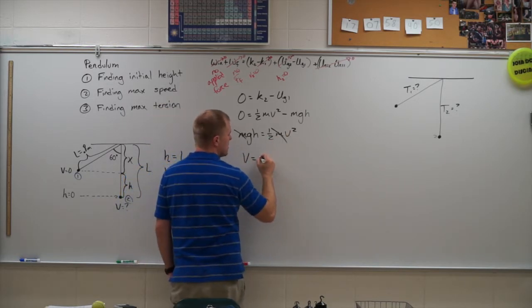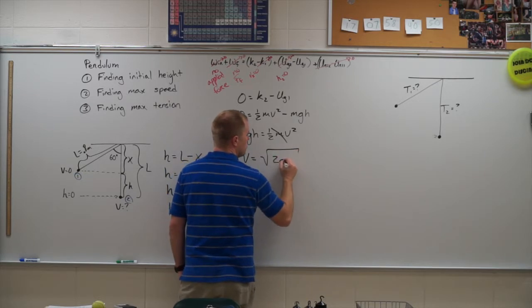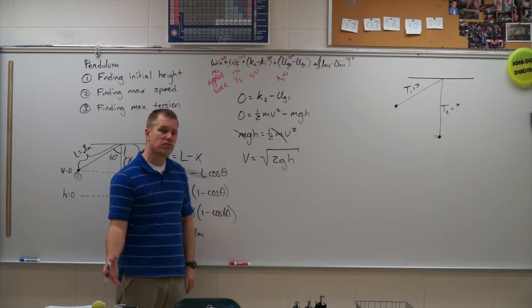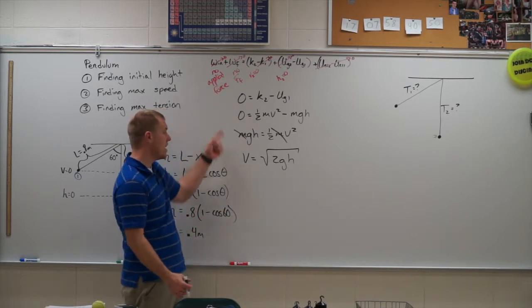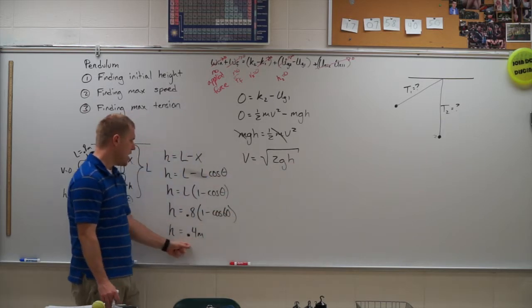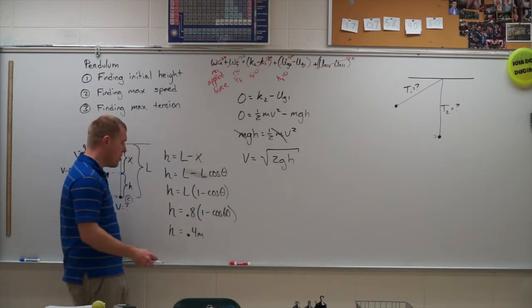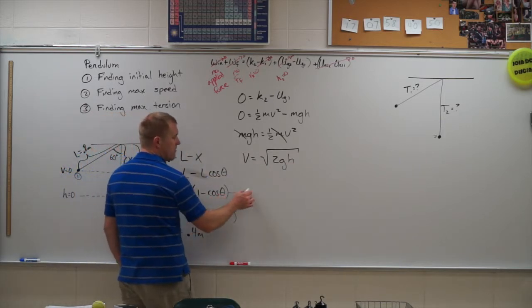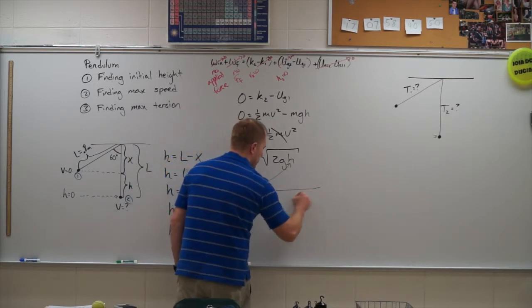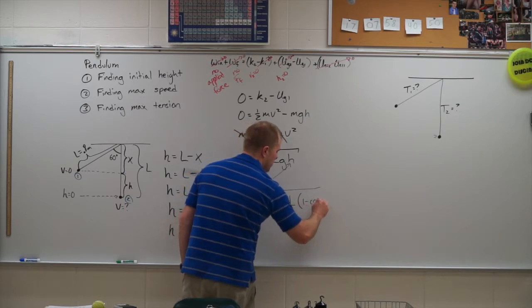So v is going to be the square root of 2gh. Now I know this should be a plus or minus, but we're just finding speed with our work kinetic energy theorem, so it is going to be a plus value. If I was going to write the more generic form of that, I would plug this value in for h, and so my speed would equal the square root of 2g times L times 1 minus the cosine of the angle.